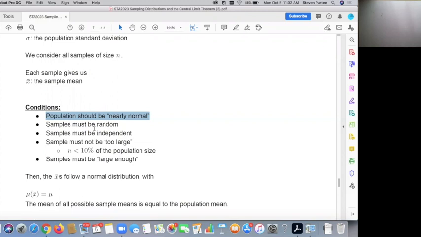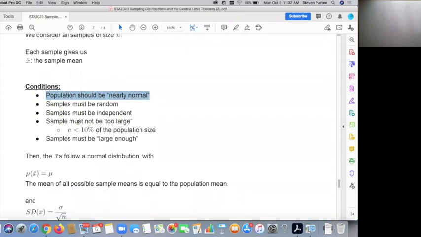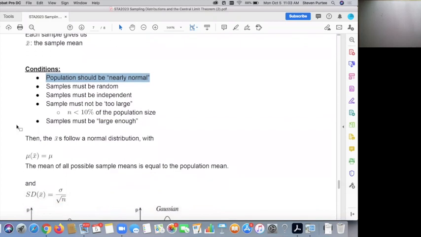Samples must be random, non-biased samples. They must be independent. The act of taking the sample can't influence other samples. Just like with proportions, the samples can't be too big. You don't want them to be bigger than 10% of your population size. And we just talked about this large enough condition.